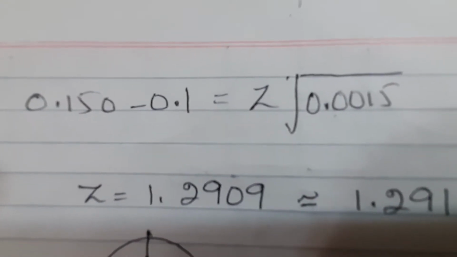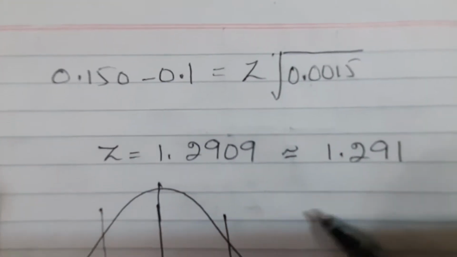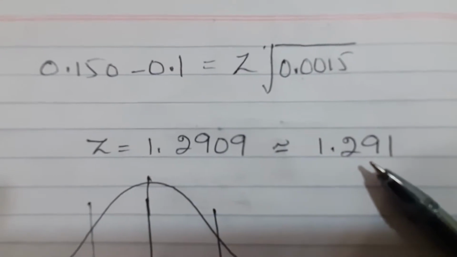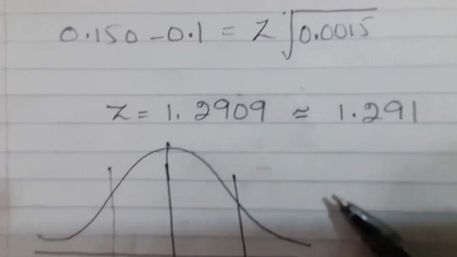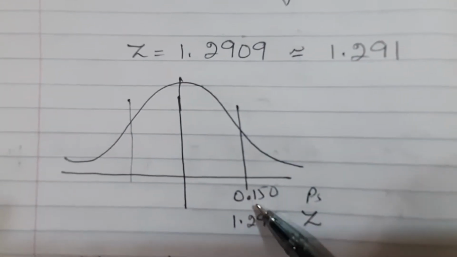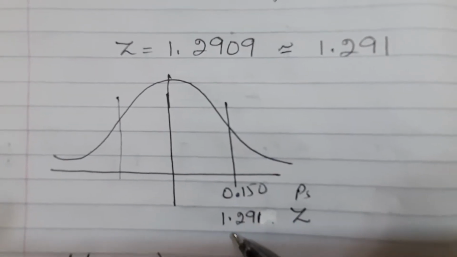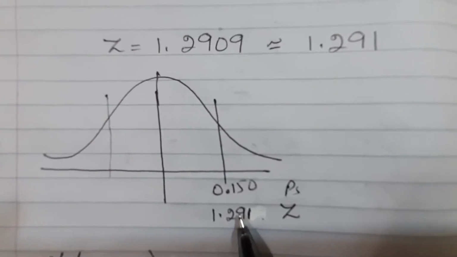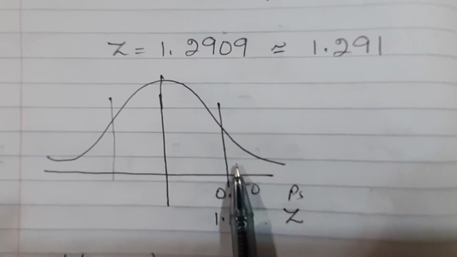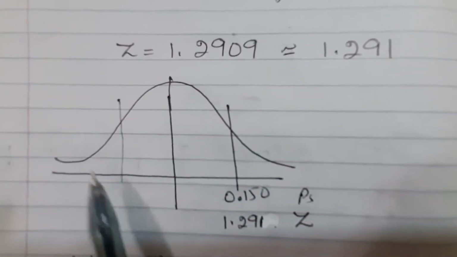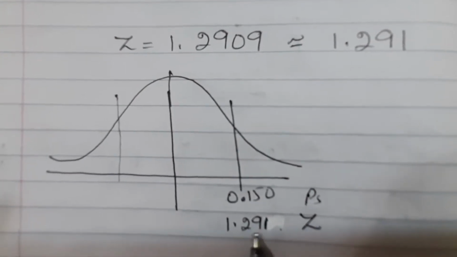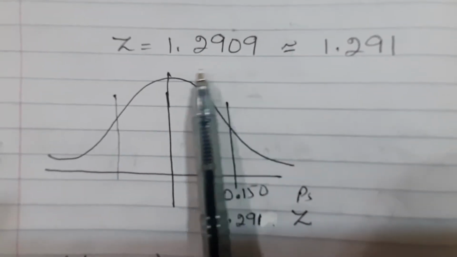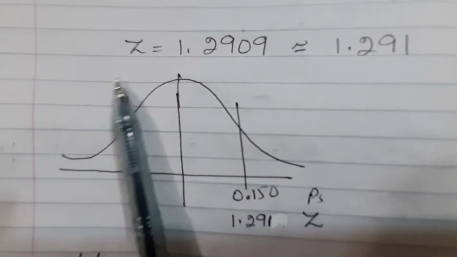So here we have done a little more calculation, just one more step. Z is coming 1.291. It means the Z value for the upper limit which was given to you is 1.291. Now you will read the Z table, because the Z table always gives you the probability on the left-hand side of Z.